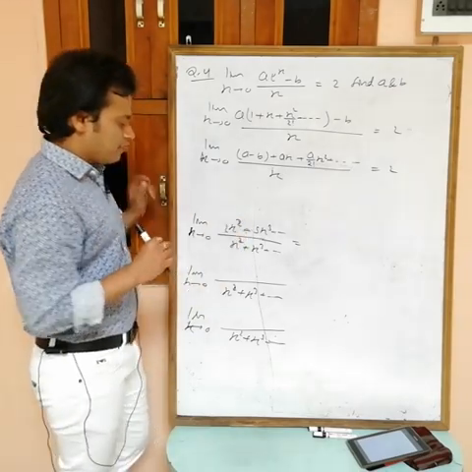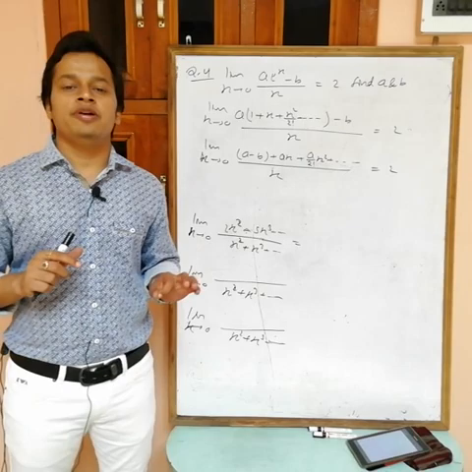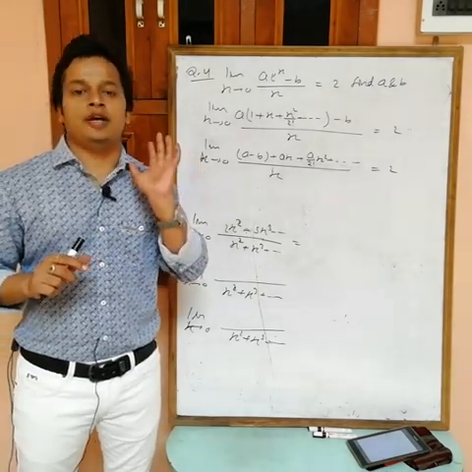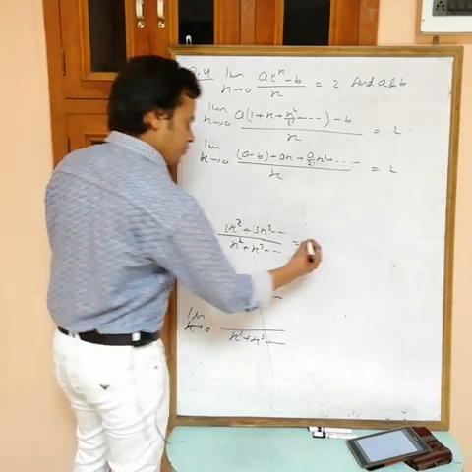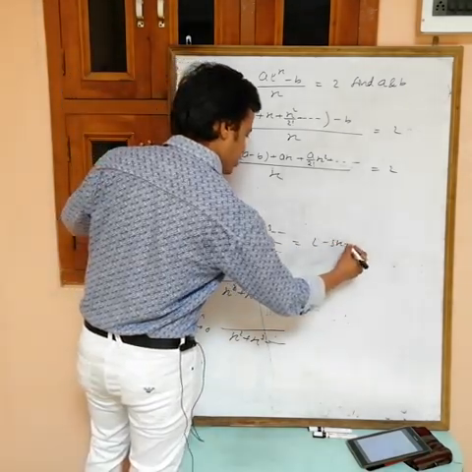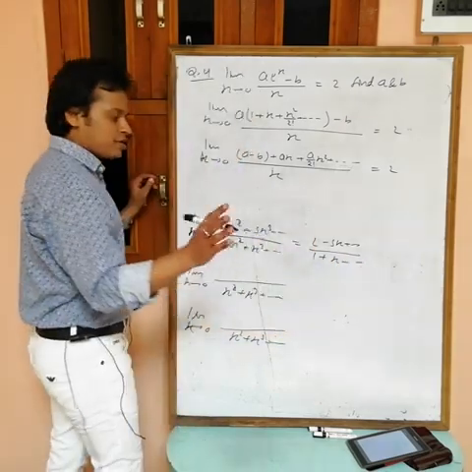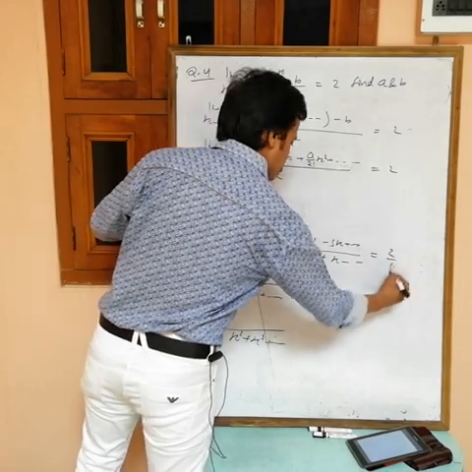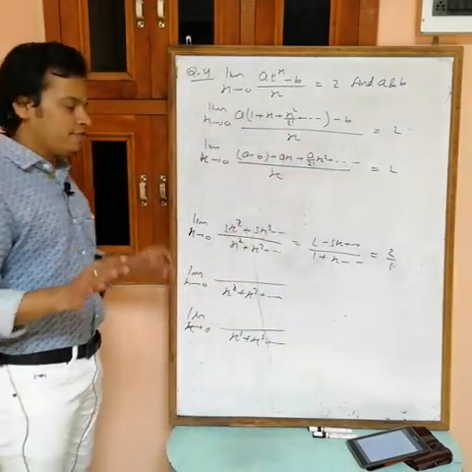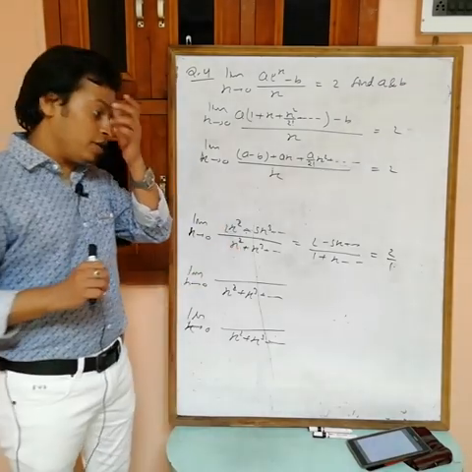Now in this case, if the minimum power of x in numerator and denominator is the same, then you will get the value of the limit as a non-zero finite value. How? Take common x square, then you will get 2 minus 5x and here 1 plus x. Now put x equals to 0: these all go to 0, so we get 2 by 1. A non-zero finite value if the minimum power of x in numerator and denominator is the same.